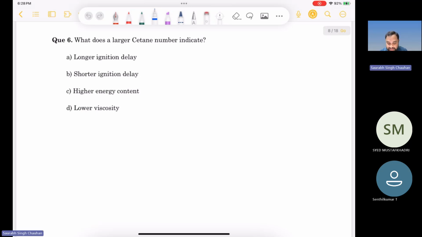Question number 6. What does a larger cetane number indicate? Till now we have discussed octane number. Now cetane number. So larger cetane number indicates what? Longer ignition delay or shorter ignition delay or higher energy content or lower viscosity. As we discussed, higher octane number is good for SI engine and higher cetane number is good for CI engine, because cetane number indicates how easily a fuel can get auto ignited. So the larger the cetane number, the shorter the ignition delay. Ignition delay we have already discussed, right? A large cetane number means shorter ignition delay.